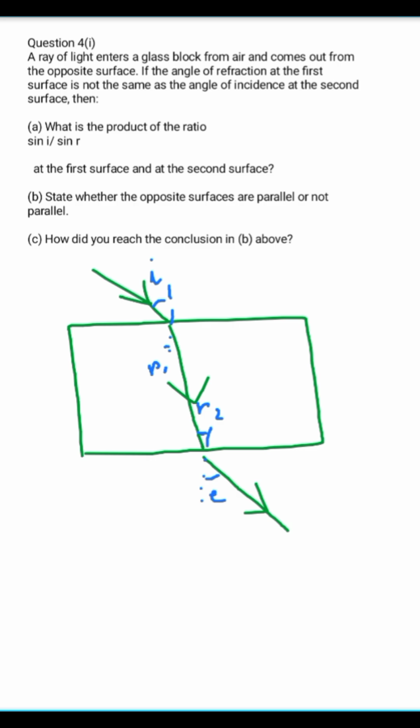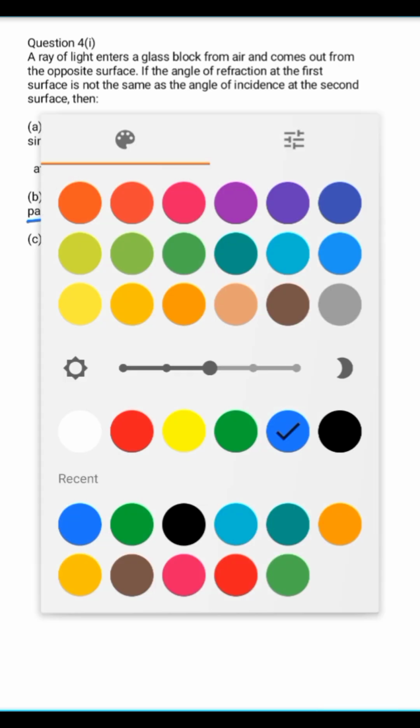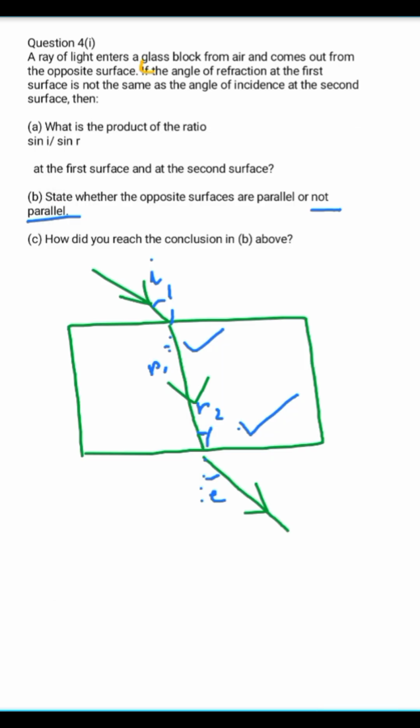Now they have mentioned one thing, that the angle of refraction at the first surface is not equal to the angle of incidence at the second surface, which is generally the case for a glass slab which has parallel opposite surfaces. So if we consider the second and the third question initially, they have asked whether the opposite surfaces are parallel or not. No, they are not parallel. What is the reason? Because it has clearly been mentioned in the question that the angle of refraction at the first surface is not the same as the angle of incidence at the second surface. So obviously this means that the opposite surfaces are not parallel, because if they had been so, we would have got the two angles mentioned in the question as equal. But since they are not equal, we can also say that they are not parallel.